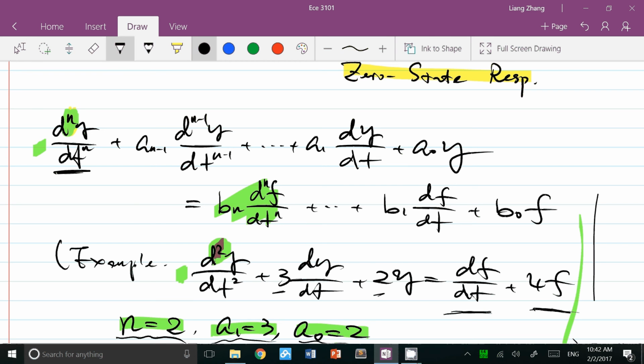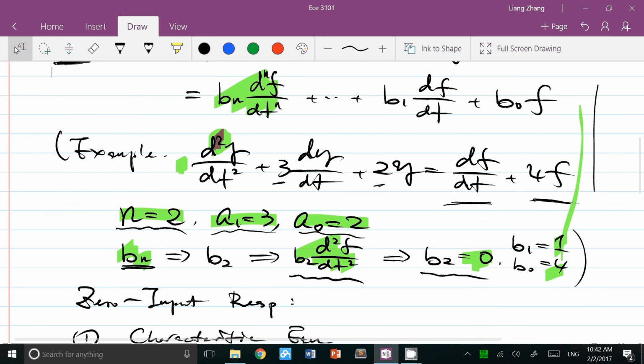Then for a particular example, this is the one we discussed in class: d2y/dt squared plus 3 dy/dt plus 2y. This is typically the amount of calculation you will face, let's say, in your exam. For this particular system, you need to be able to figure out the following. First of all, this is a second order system, meaning n equals 2, the highest order derivative you see in this equation is 2.